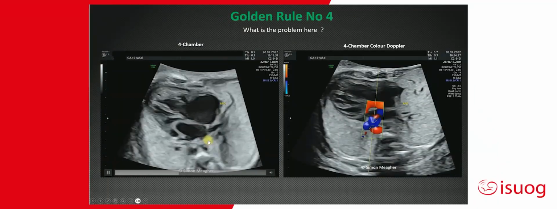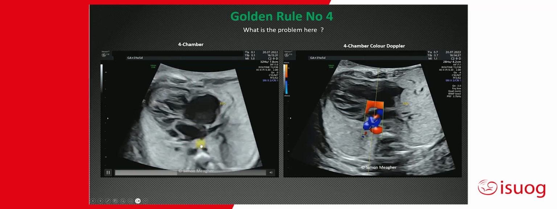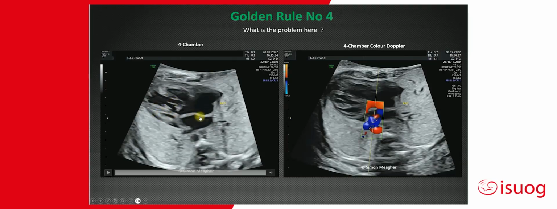Golden rule number 4 is the use of cine loop. So when I look at this 4-chamber view of the heart, I see that the left atrium is smaller than the right, and the left ventricle is smaller than the right. And I see there's a restrictive foramen ovale.